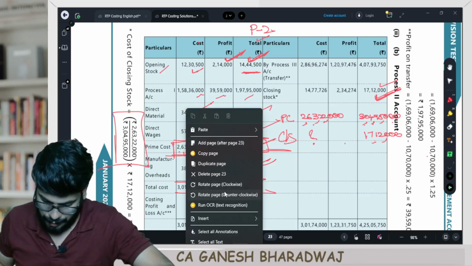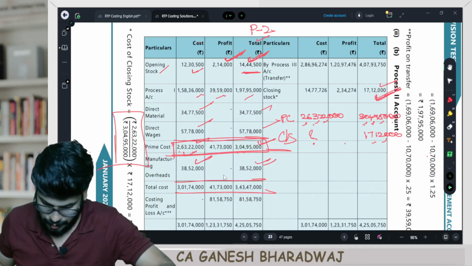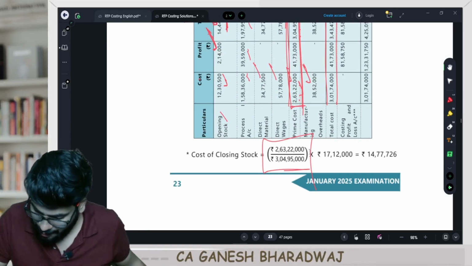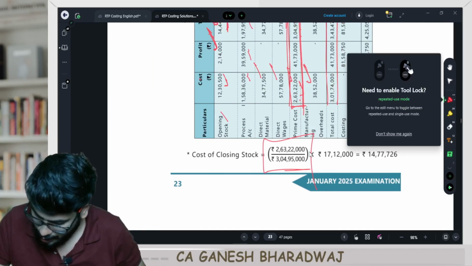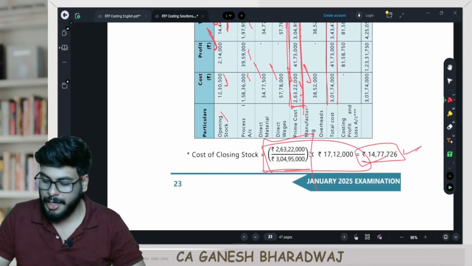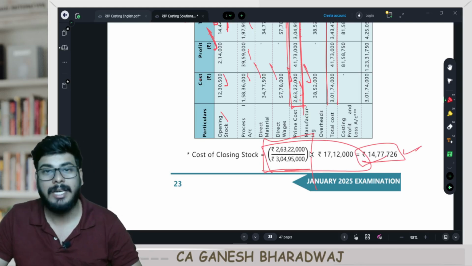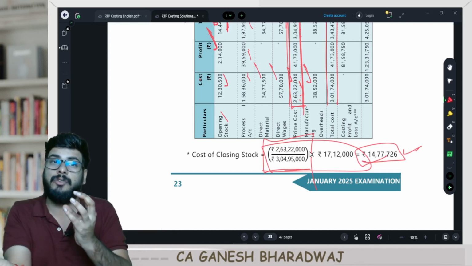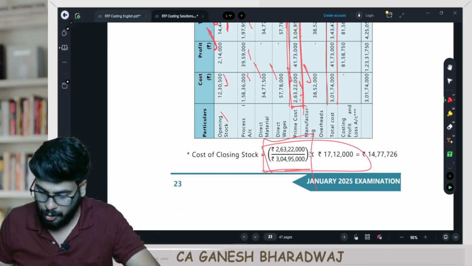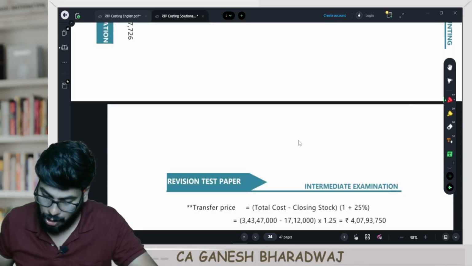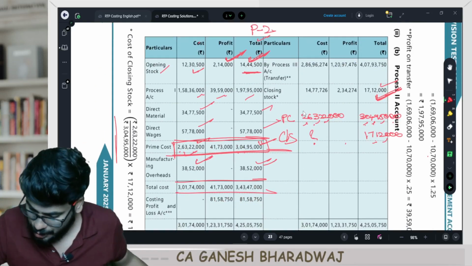So just rotating this once again so that you will be able to understand this. Look at this. They have proportionated this figure and arrived at the value of 14,77,726. They have proportionated the value by corresponding it to the prime cost component. Now, this is how you will arrive at the closing stock value, which is being mentioned here.